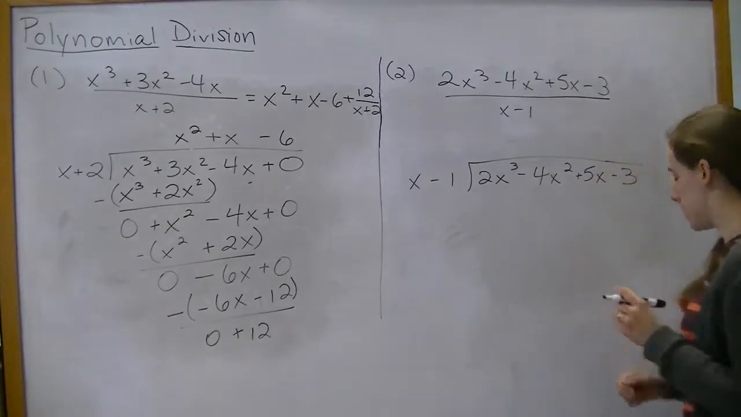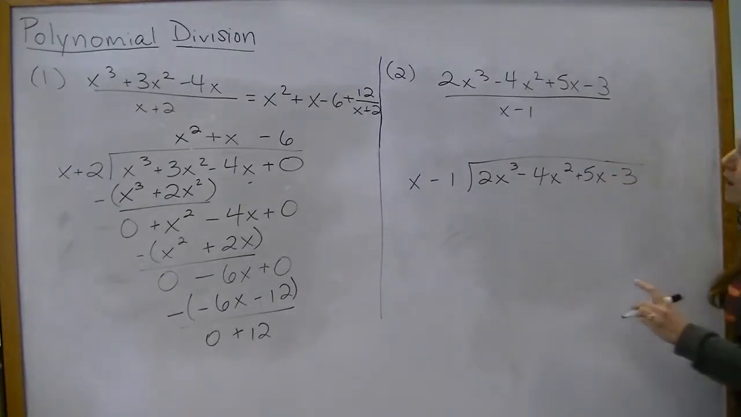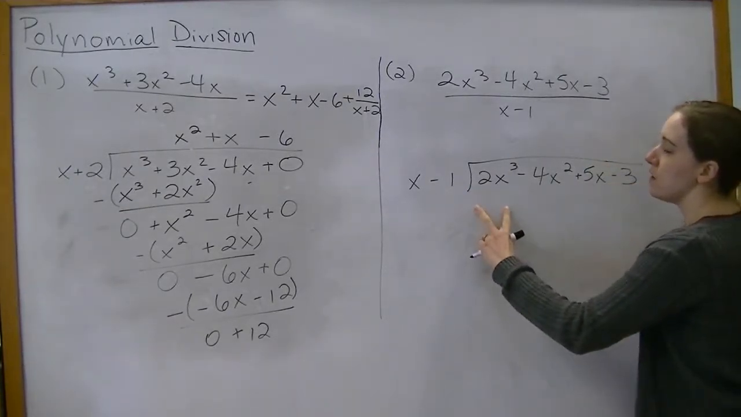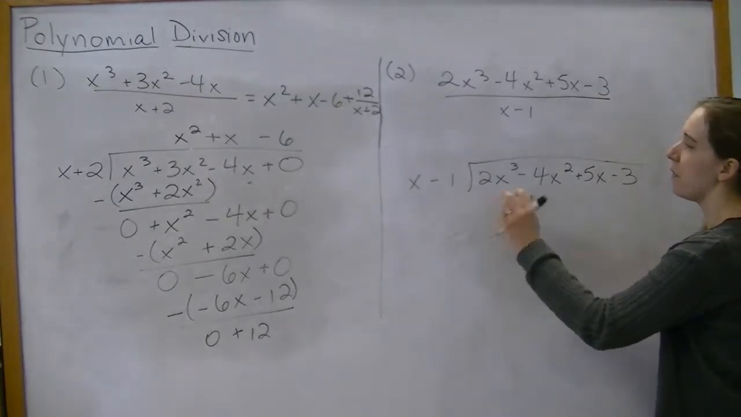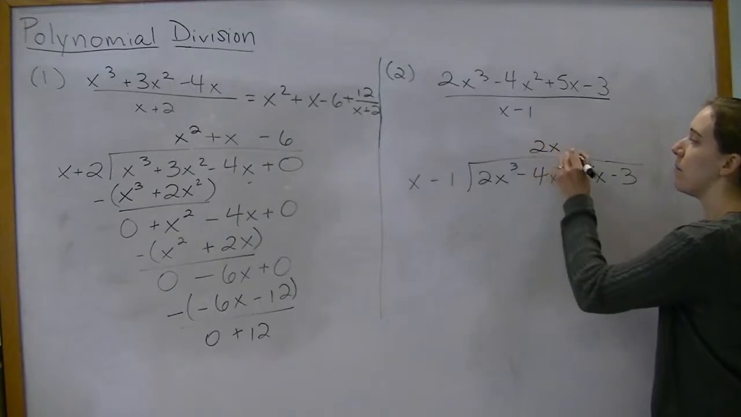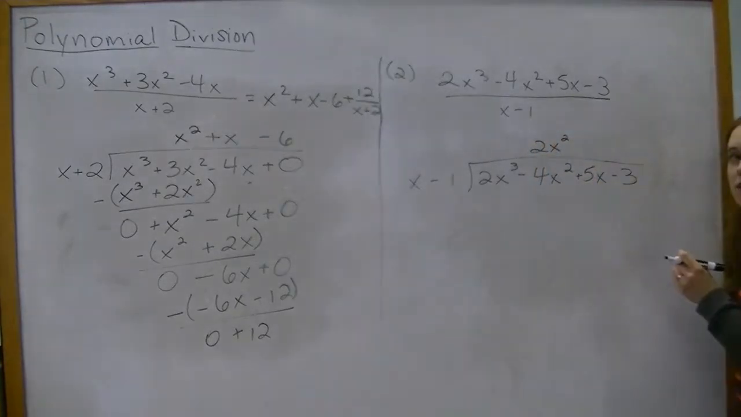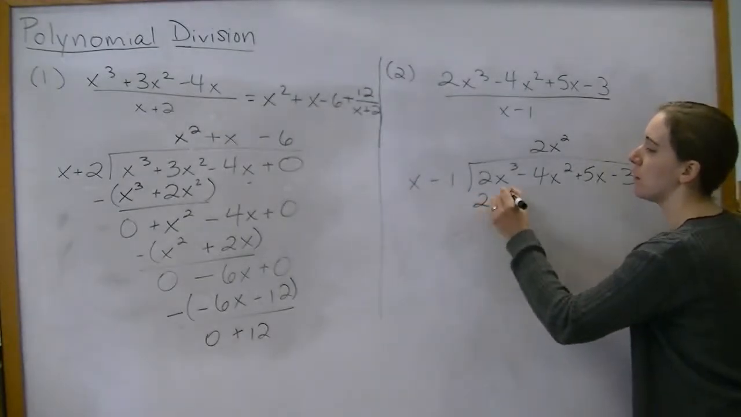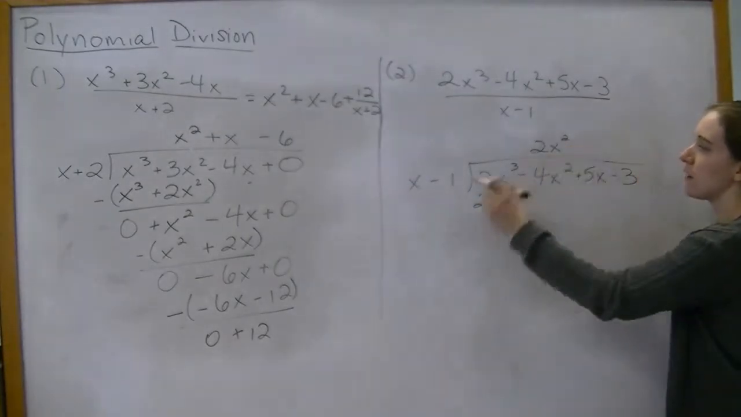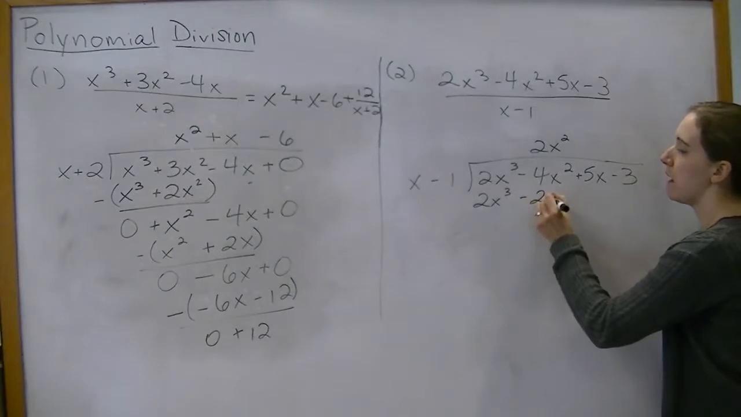So I set up my division. In order to get a 2x cubed here so I can cancel, I'm going to need to multiply that x by 2 and then by x squared. So 2x squared times x will give us 2x cubed, and then 2x squared times negative 1 will be minus 2x squared.